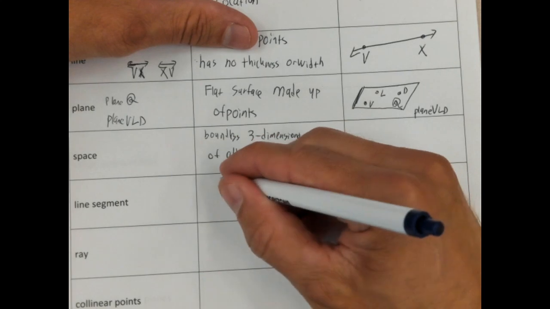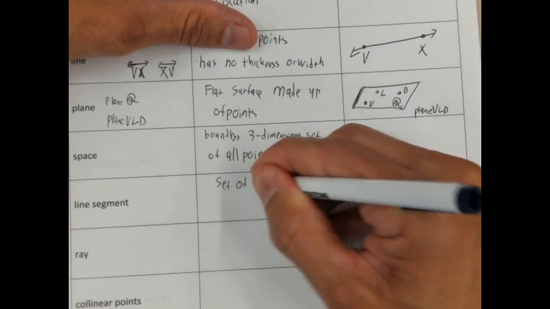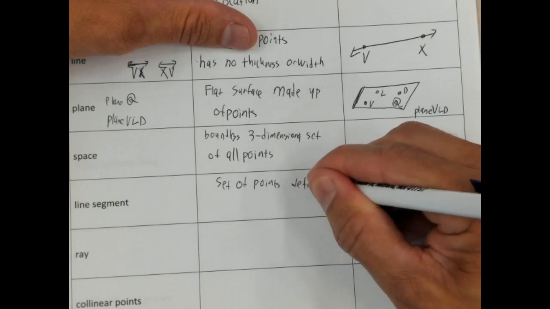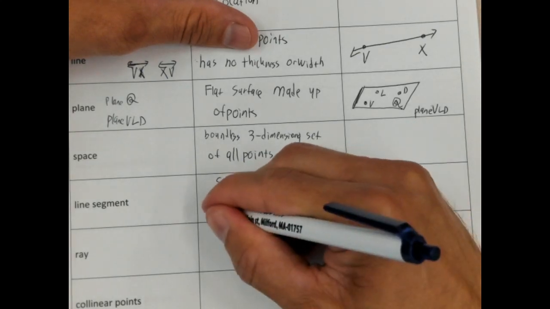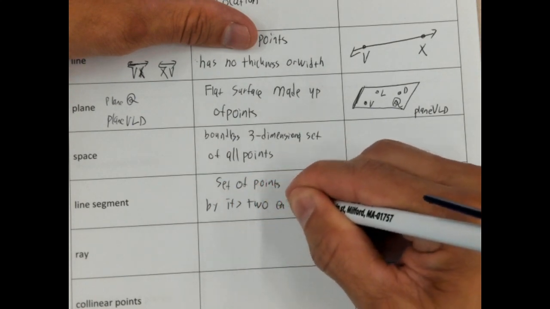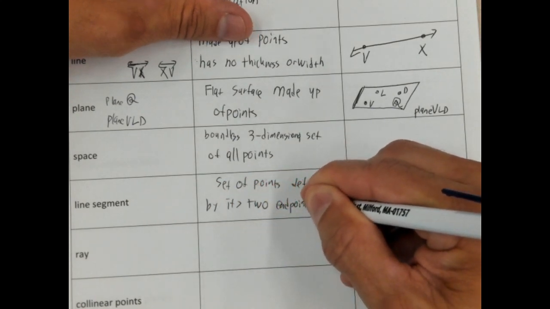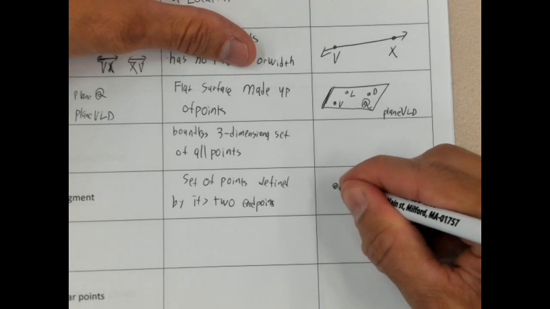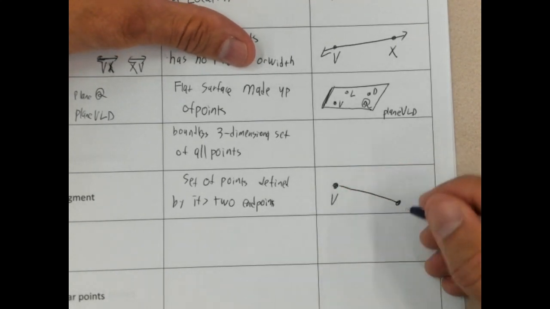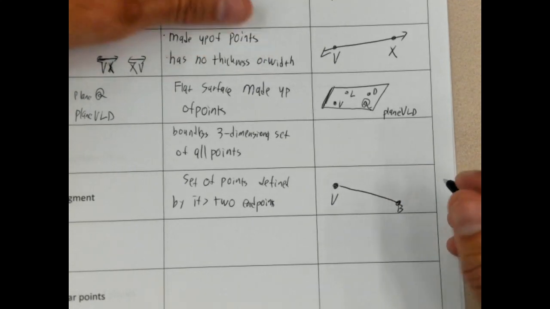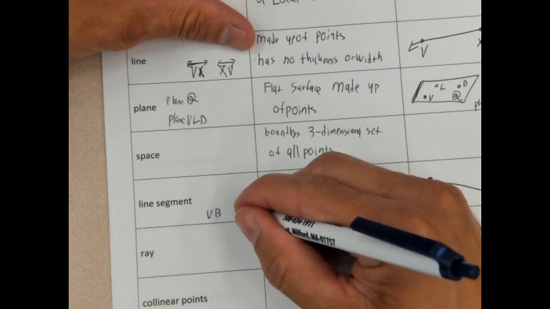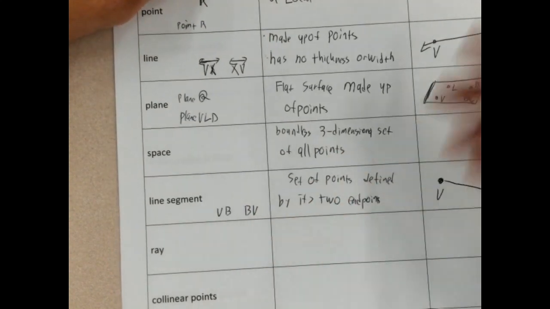So, a set of points defined by its two endpoints. Okay? And it's going to look like this. Endpoint here, endpoint here. We're going to go with VB. Okay? And you could label it VB or BV. Doesn't matter. Now above it, this is where it's going to get a little interesting here.